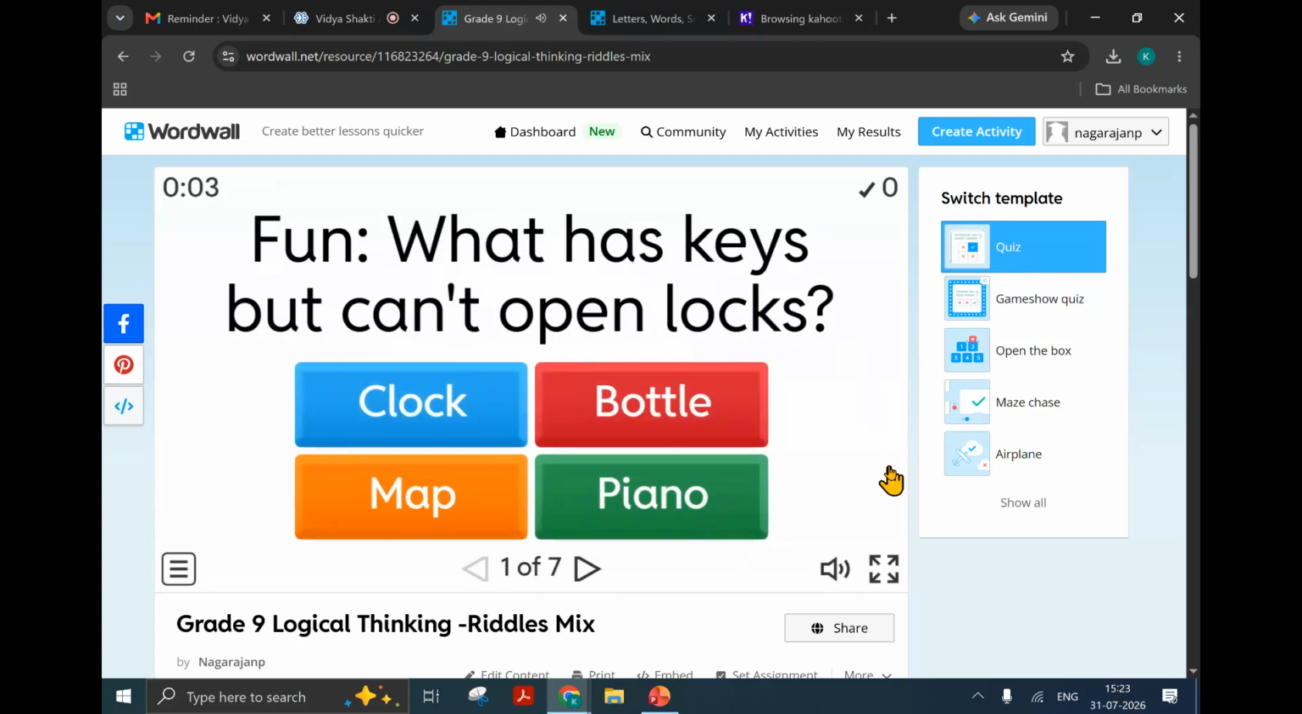It is a fun question. What has keys but can't open locks? It has keys but can't open locks. Option A, clock. Option B is bottle. Option C, map. D, piano. If you know the answer, you can type the answer in the chat box.